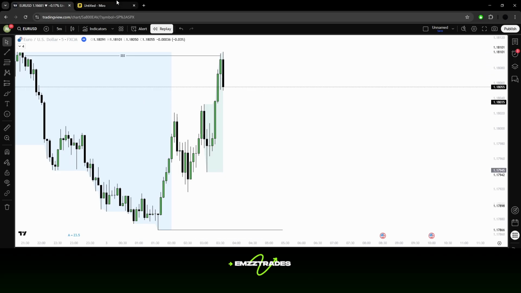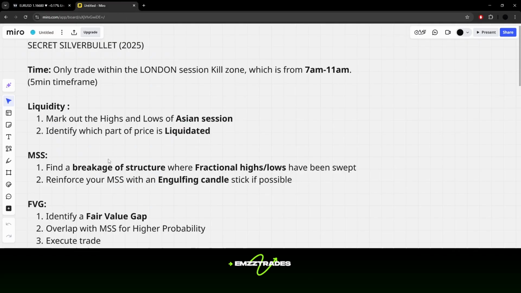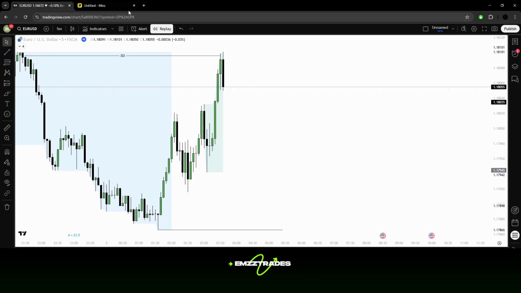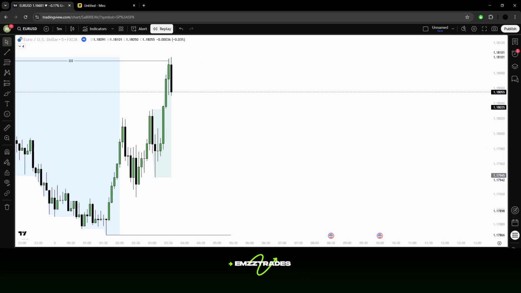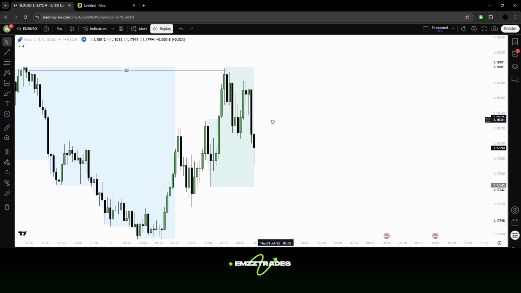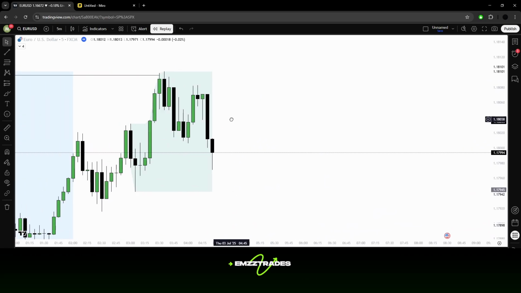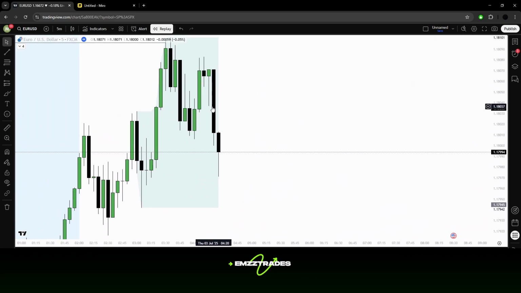As soon as that's done, what we need to do now is identify a break of structure where fractal highs and lows have been swept, and then we can reinforce our market structure shift with an engulfing candlestick if we can. You don't really need an engulfing candlestick, but if you do get one, that makes the probability of the trade 10 times more probable and 10 times better. As you can see, I play price forward enough, and there you go. We have a very long candle right here, which is the engulfing candlestick that we will actually be using.